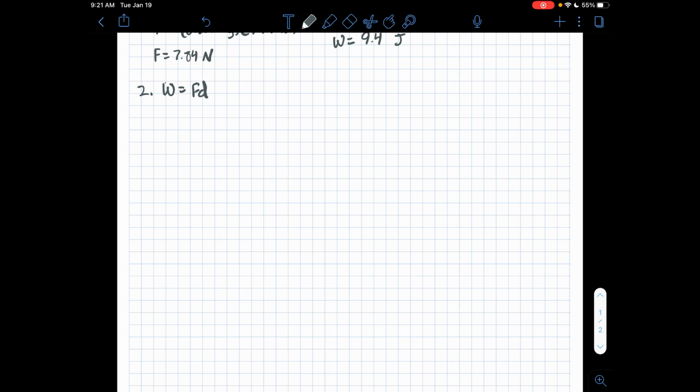Write out your work equation. Work is equal to force times distance. You have the force. There's 750 newtons required to push it. Therefore, it is 750 newtons multiplied by a distance of 24 meters, which would make the total work done equal to 18,000 joules.